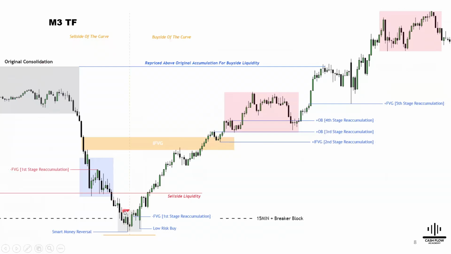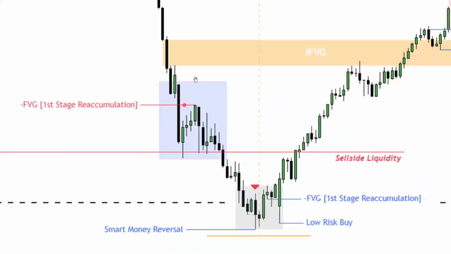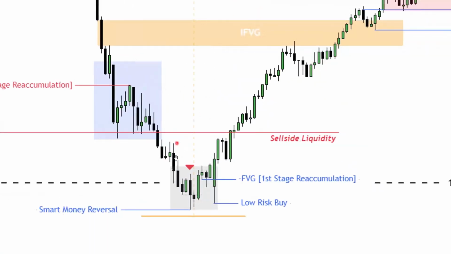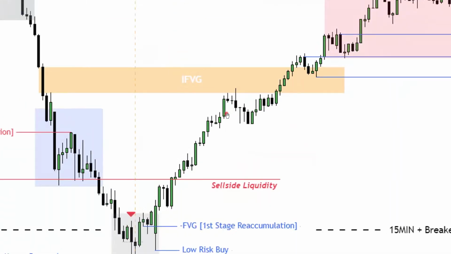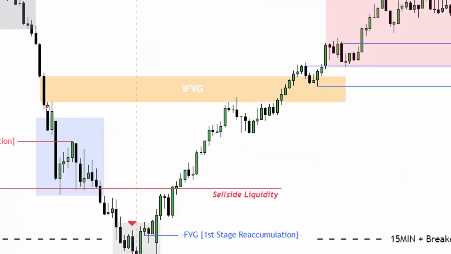So in the sell side of the curve, you will note that price reacted from this institutional level, which is the fair value gap here. And then we can see a fair value gap here. And then market turned. At this point here, you can see how price rallied. And then reacted from an inversion fair value gap. Because we all know what an inversion fair value gap is. Once price breaks through the fair value gap that was created on the left side, it becomes an inversion.